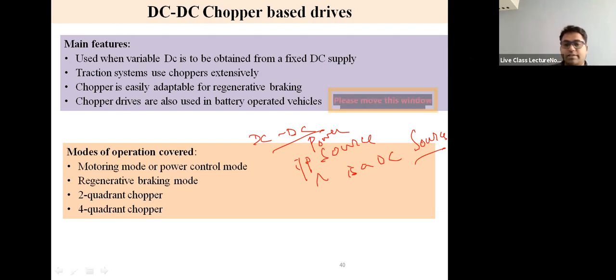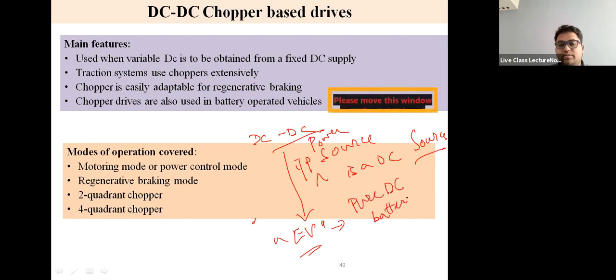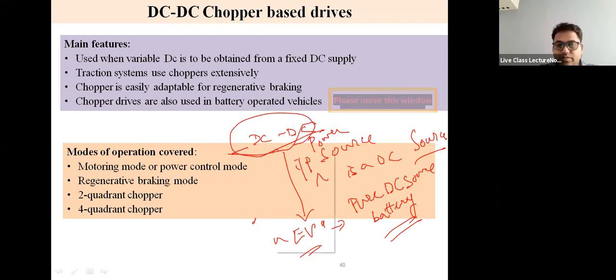Okay, so let me clarify that the DC source can be an EV, an electric vehicle, in which the battery is a pure DC source, right? So in that case, the source is DC and the output is an AC, so we need an inverter. But there can be certain cases where the motor itself is a DC motor. So in that case, it would become a DC-DC chopper based drive.